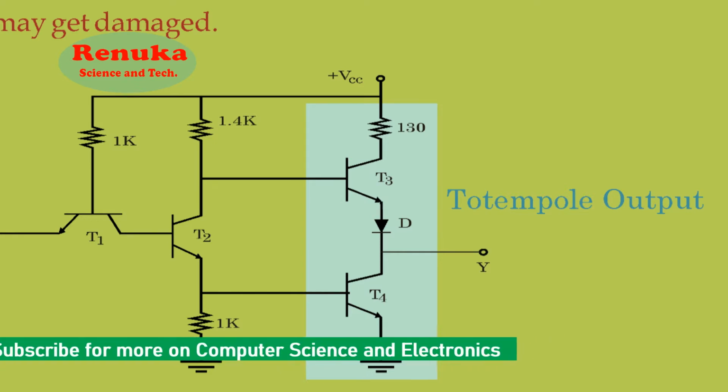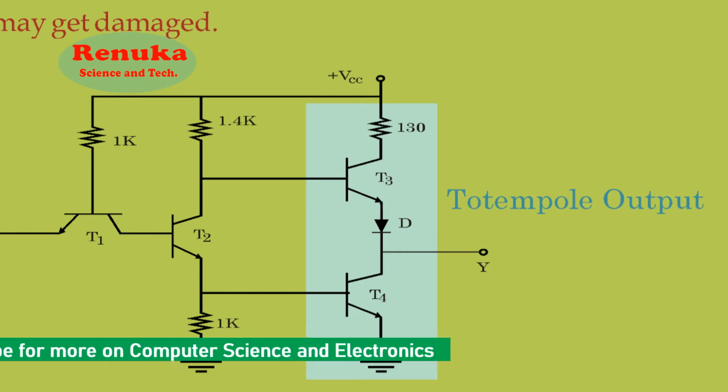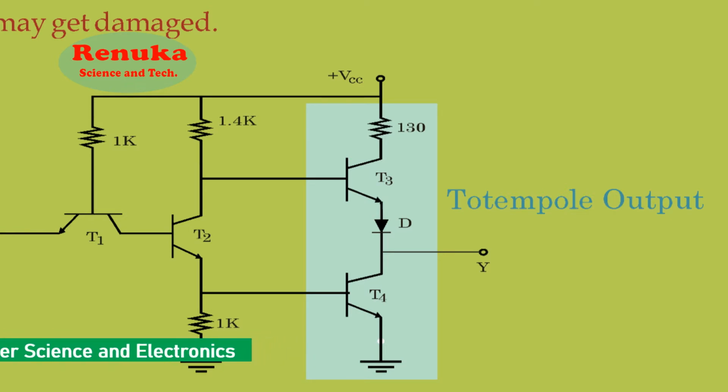This type of circuit, where the output is obtained in between two transistors connected in series, is called a totem pole output. In the totem pole output, you might have seen the diode connected between the two transistors, because whenever transistor T4 is off, the reverse current should not enter transistor T3. So to create isolation for reverse current, there is a diode connected in between the two transistors. After the diode, we have taken the output.